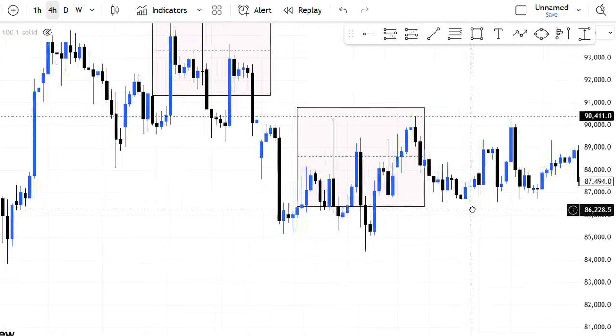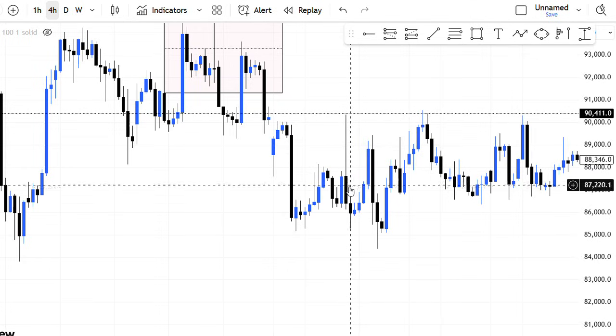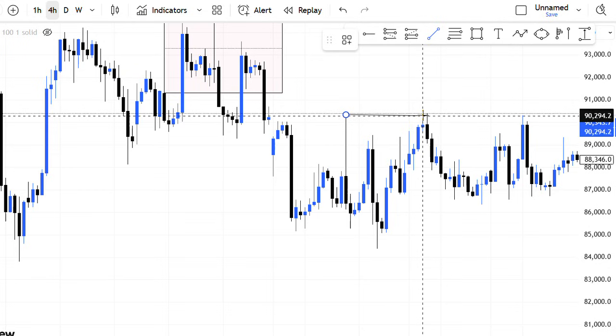I did spot some on BTC. Like here, this is an example. I think I showed you this example. You can see the wick is longer than the body of the candlestick. So here it is. Sweep.